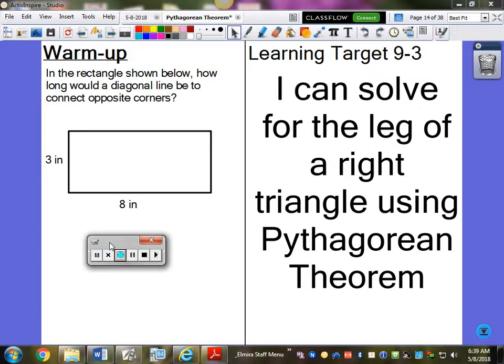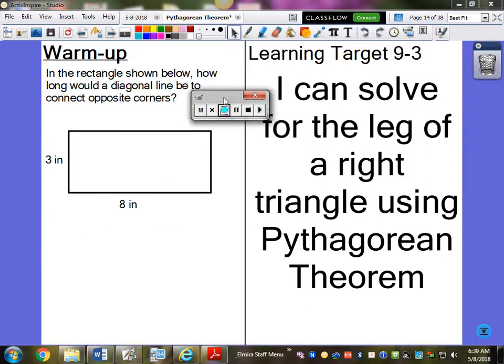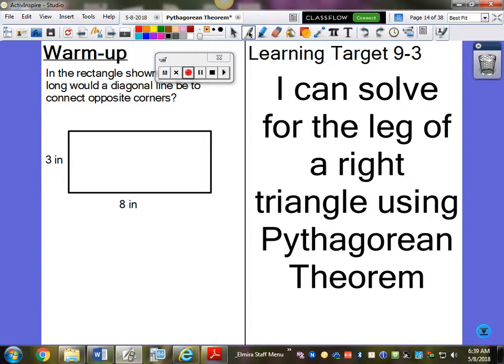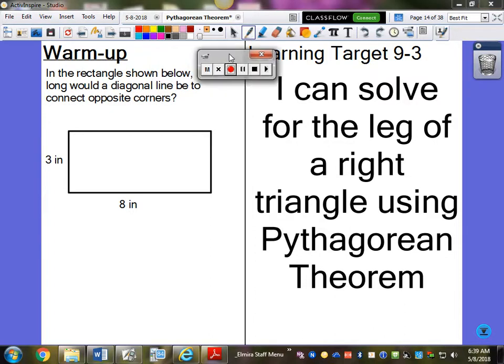Start off with our warm-up. Got a rectangle here and you might be thinking, why are we talking about a rectangle? This Pythagorean theorem is all about right triangles. Well, in the rectangle shown below, how long would a diagonal line be to connect opposite corners?